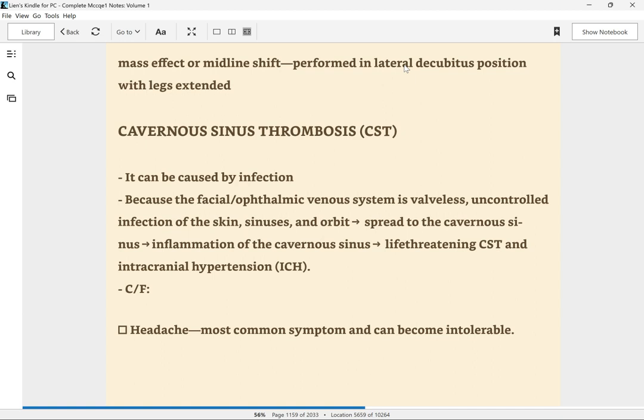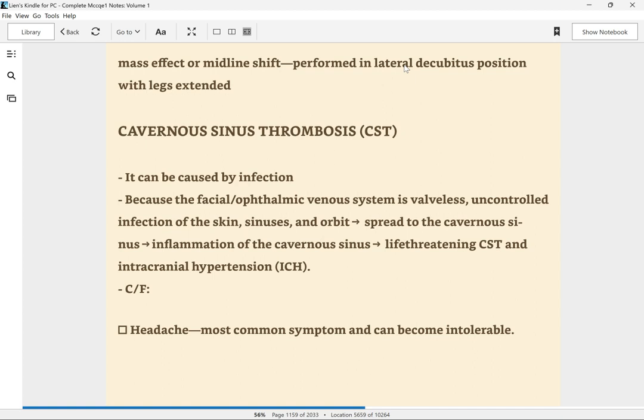Cavernous sinus thrombosis, CST, can be caused by infection, because the facial/ophthalmic venous system is valveless. Uncontrolled infection of the skin, sinuses, and orbit → spread to the cavernous sinus → inflammation of the cavernous sinus → life-threatening CST and intracranial hypertension, ICH.